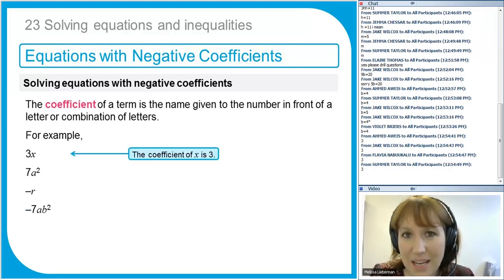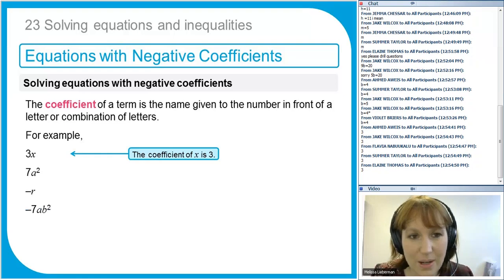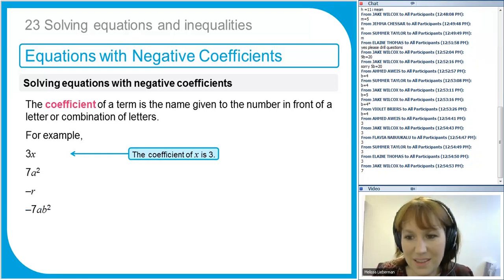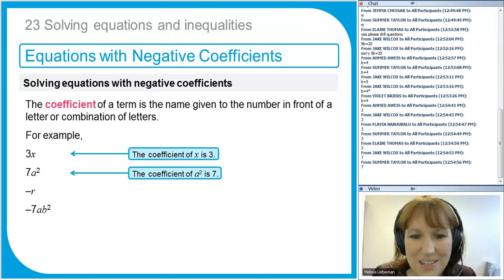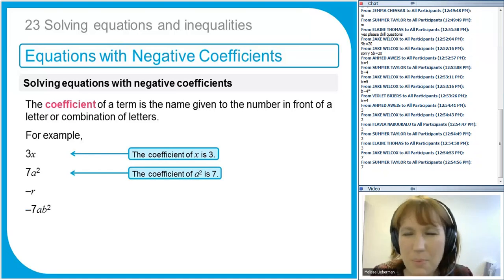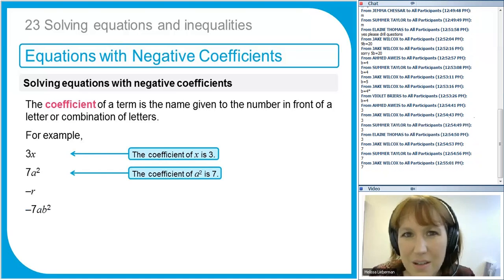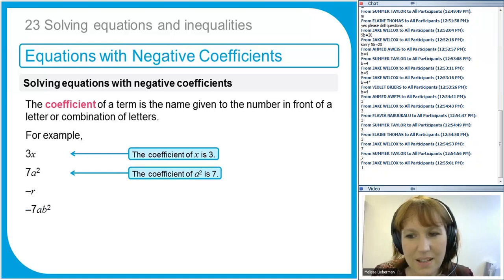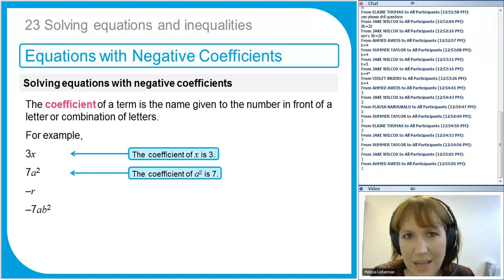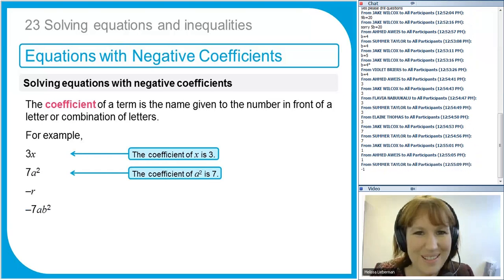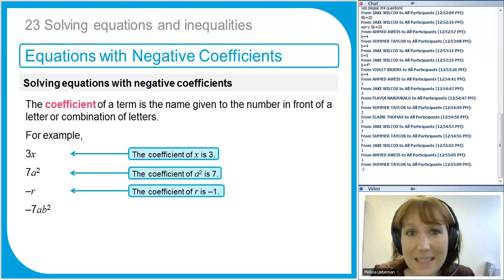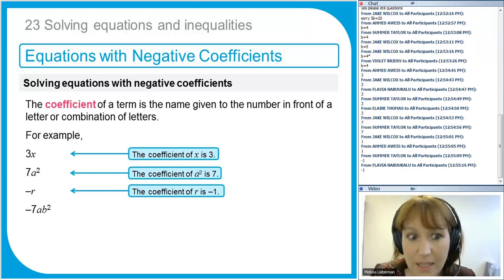How about 7a squared? What's the coefficient for 7a squared? Thank you, Jake. Yeah, it's quite easy. The coefficient of a squared is 7. How about minus r? If I've got minus r, what's the coefficient of r? Any idea? It's not 1, but you're close. So if I've got negative r, what's the coefficient of r? Well done, Summer. Good. It's actually -1. So if we have minus r, it means that the number in front of the r is -1.